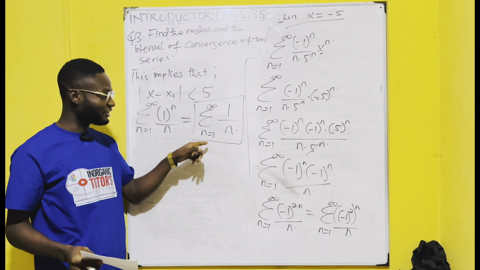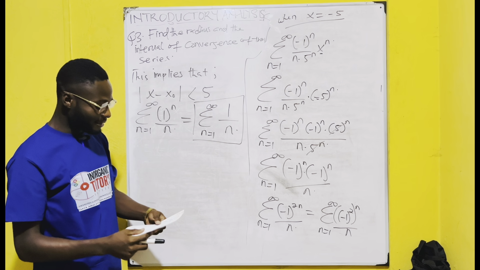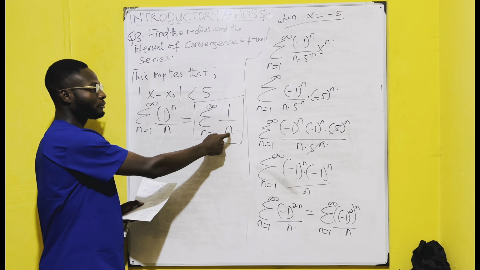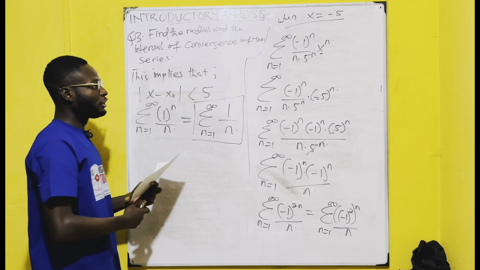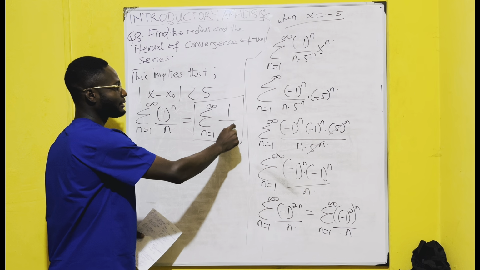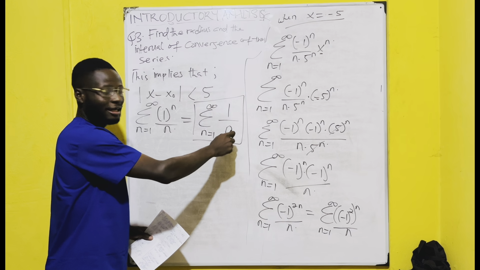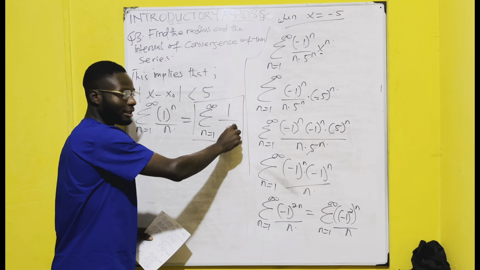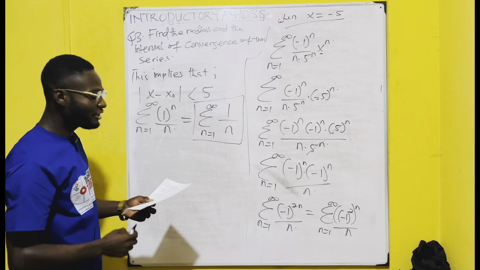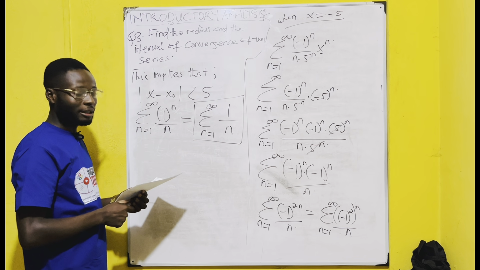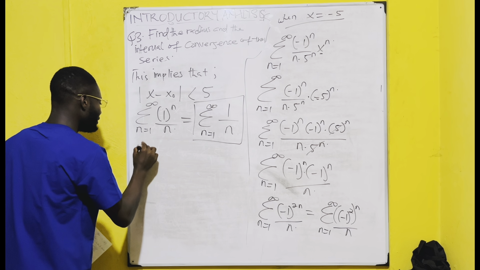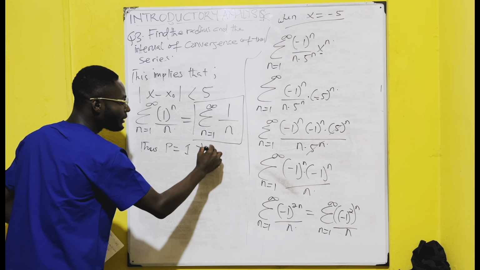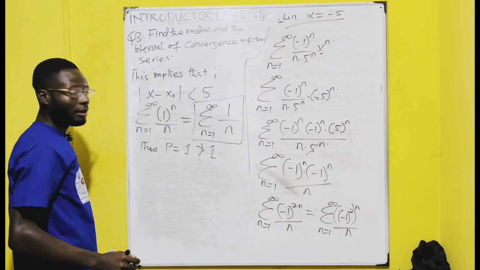Can you type it in the comment section? What does this symbolize? So basically, this is telling us that our P here, you know that it's something like this. This is like a harmonic series, right? And P here will be 1, right? So this is telling you that P is equal to 1, which is not greater than 1, all right?